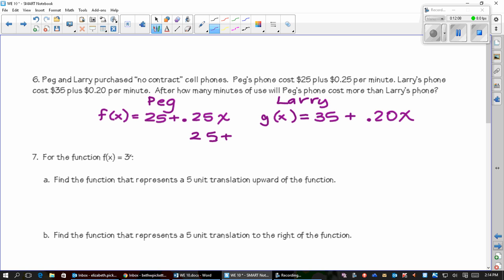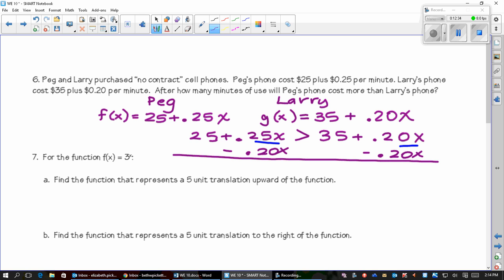So I'm going to set Peg's function greater than Larry's function. And then I'm going to solve this inequality for x. First thing, I notice that I have x's on both sides. So I'm going to subtract the 0.2x from both sides. And that'll give me 25 plus 0.05x is greater than 35. Now I'm going to subtract the 25 from both sides.